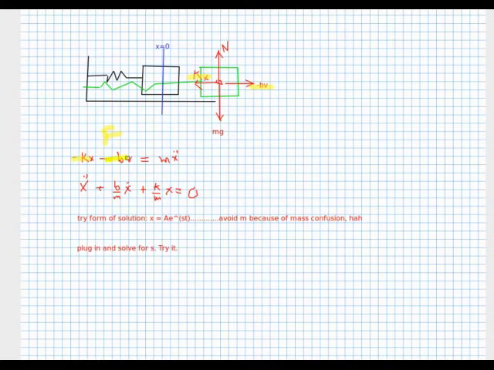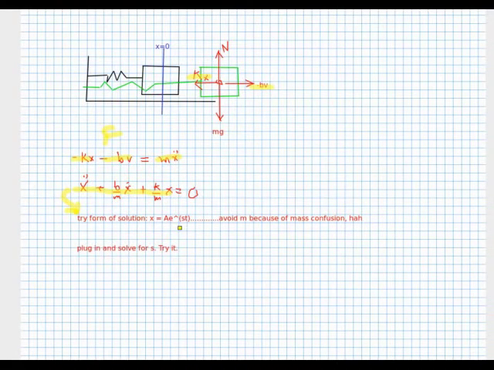Spring force, drag equals acceleration, which is 2 derivatives of position. Put all the terms to one side of the equation. This just makes it look kind of like something you've seen in your differential equations class. And then we'll look for solutions which have a form a e to the st.